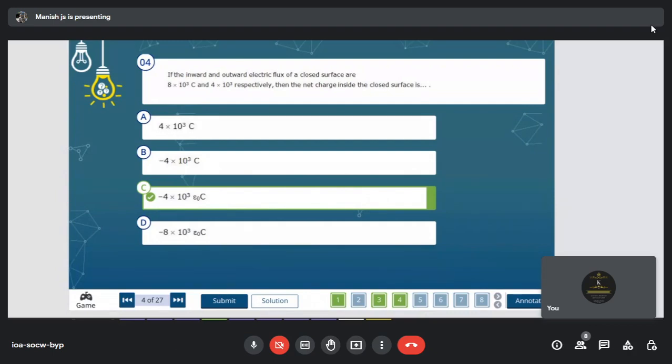Then the net charge, you have to add both of them. When you add minus 8 and plus 4, we get minus 4, isn't it? So it is minus 4 times 10 to the power 3. Now the unit here would be in terms of epsilon naught. Why epsilon naught? Because you are expressing in terms of permittivity of free space. So this is all about the relationship we are using here. Okay, moving on to the next one.